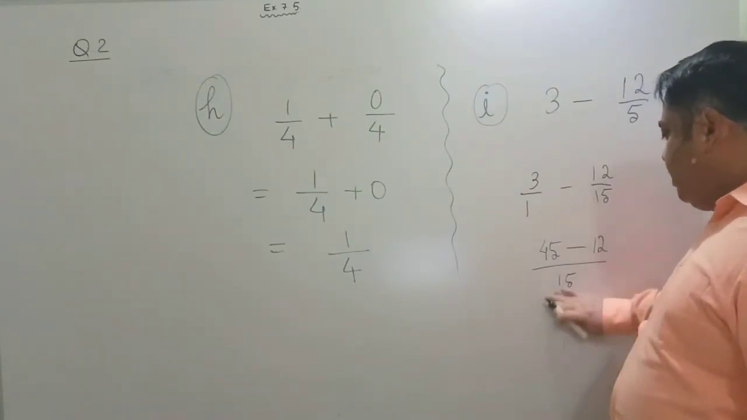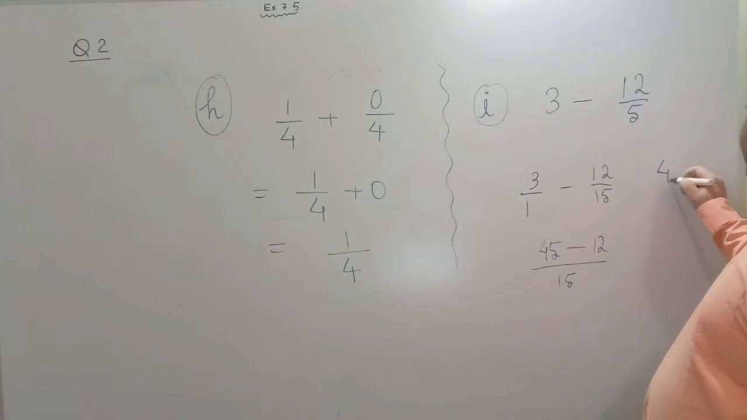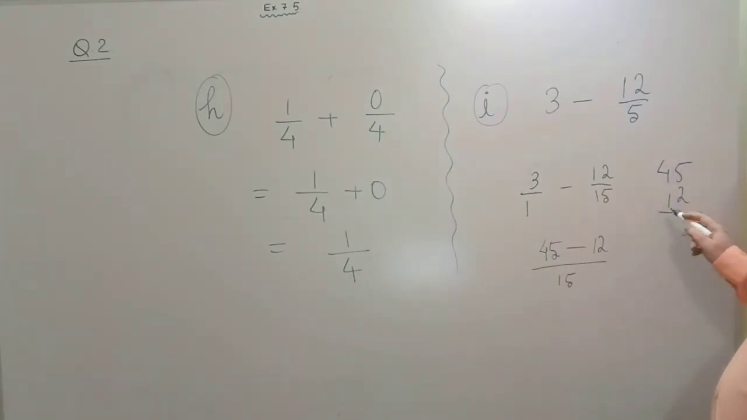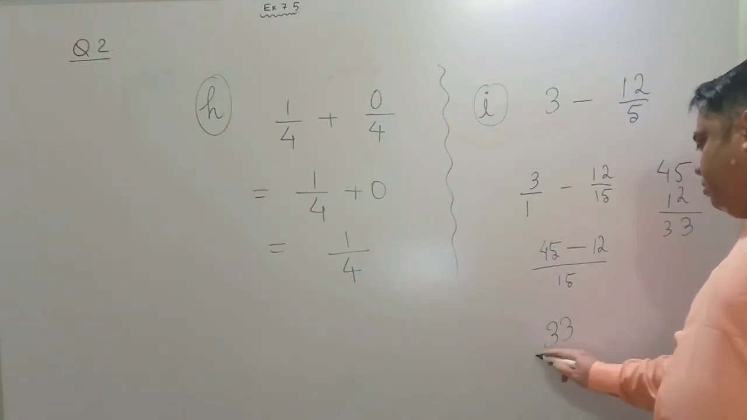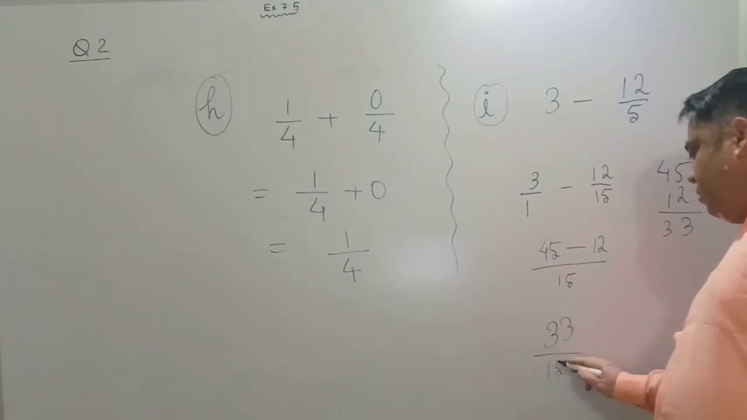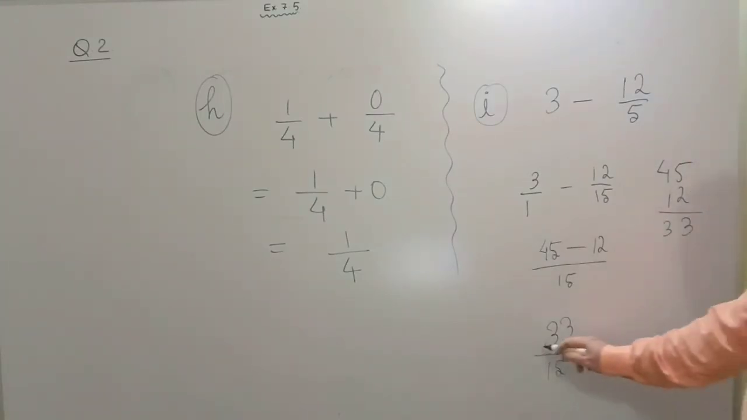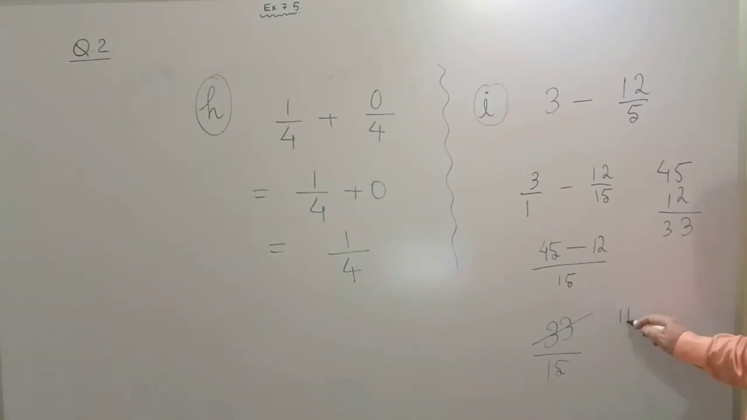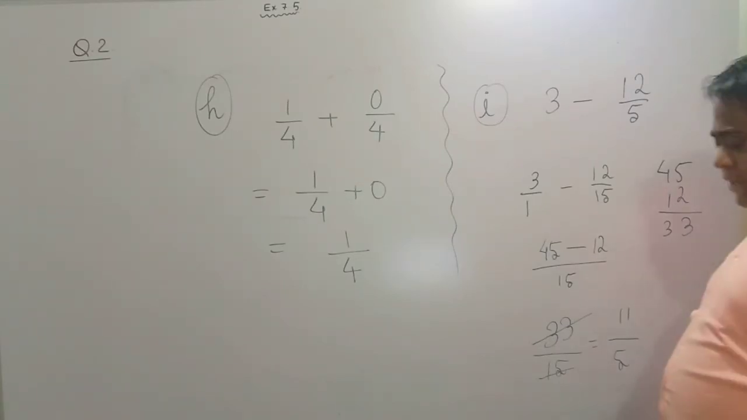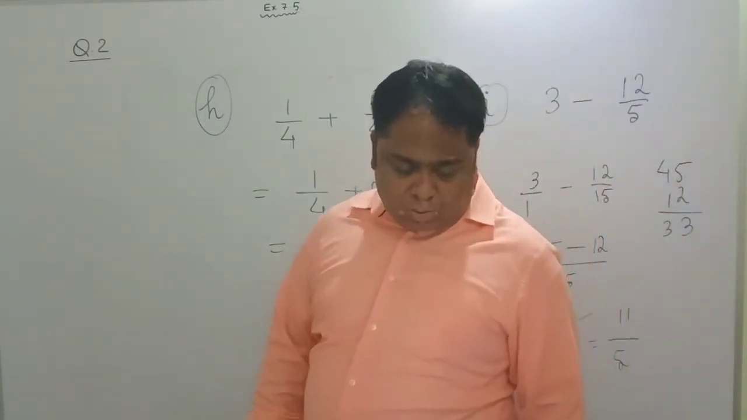Do it properly once again. 45 minus 12 will be 33, and this will be 15. This will become 33 by 15. Both are divisible by 3. So this will be 3 11 times and this will be 3 5 times. So 11 by 5. So in this way you can do addition and subtraction of fractions. Okay.